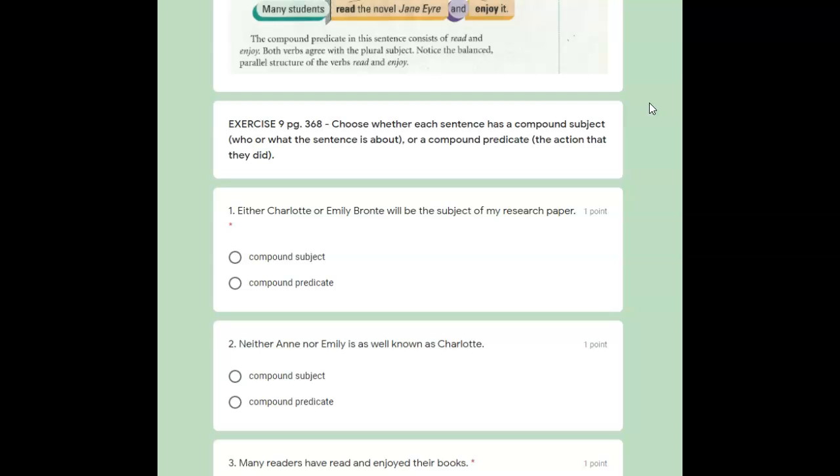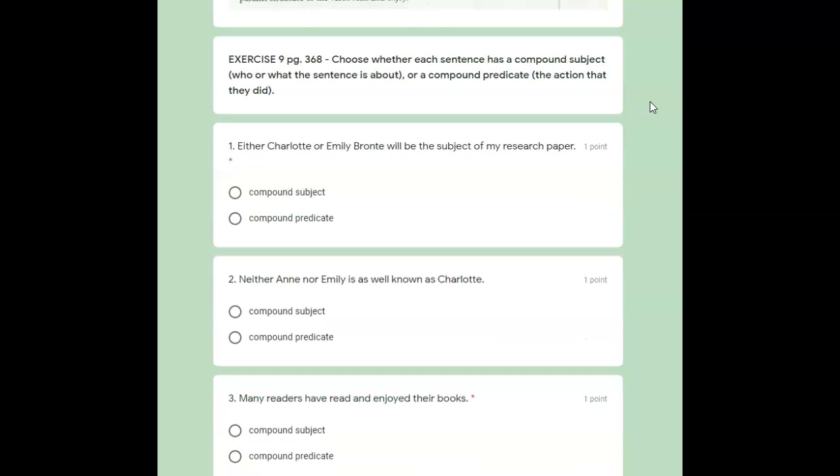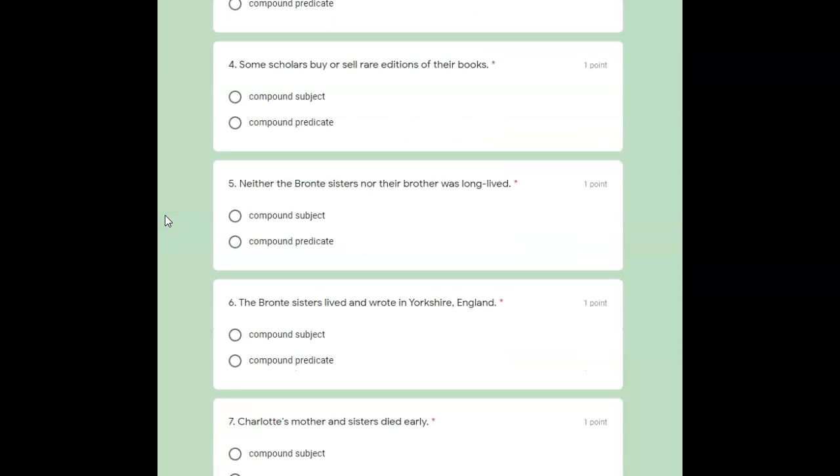So we're going to do number 1 and number 4 together for exercise 9. Number 1 says, "Either Charlotte or Emily Bronte will be the subject of my research paper." So who or what is that sentence about? Charlotte and Emily Bronte. And what did they do? They will be. So we have one predicate and more than one subject. So we have a compound subject. Pretty simple. Let's move on to number 4.